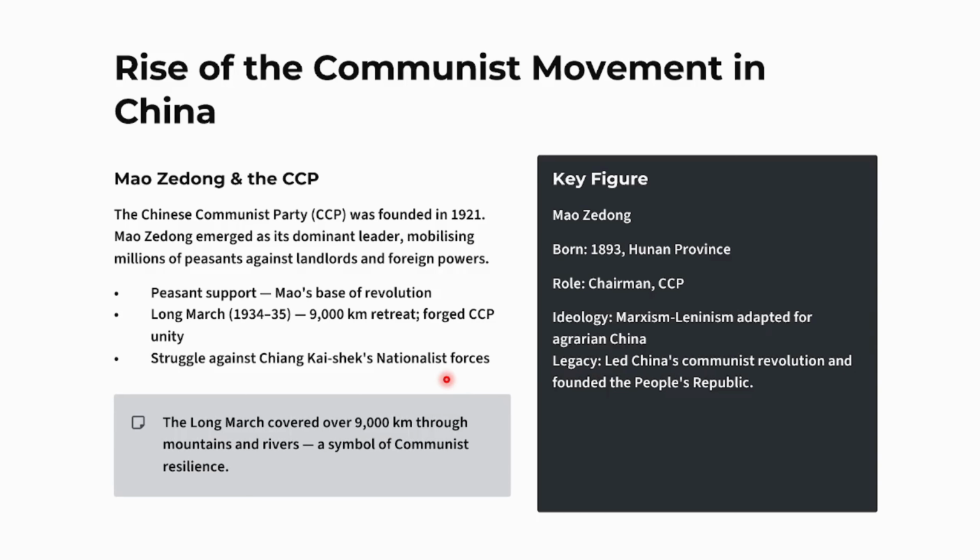The key figure in the communist movement in China is Mao Zedong. He was born in 1893 in Hunan province. Mao Zedong was chairman of the Chinese Communist Party. His ideology was Marxism-Leninism adapted for agrarian China. His legacy: he led China's communist revolution and founded the People's Republic. Okay, take the notes.